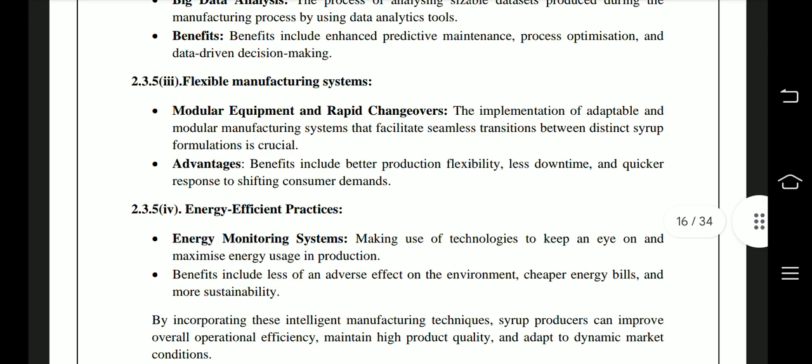Third one is flexible manufacturing system, modular equipment, and rapid changeovers. The implementation of adaptable and modular manufacturing systems that facilitate seamless transition between distinct syrup formulations is crucial. Advantages: benefits include better production flexibility, less downtime, and quicker response to shifting consumer demands.